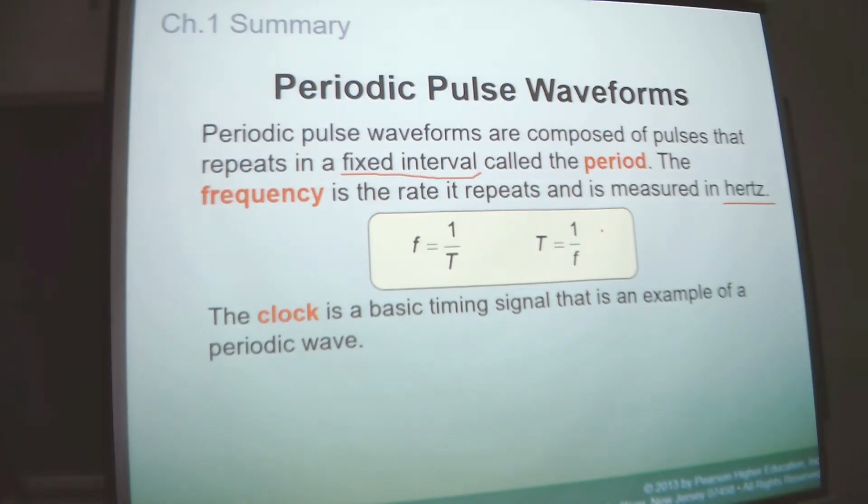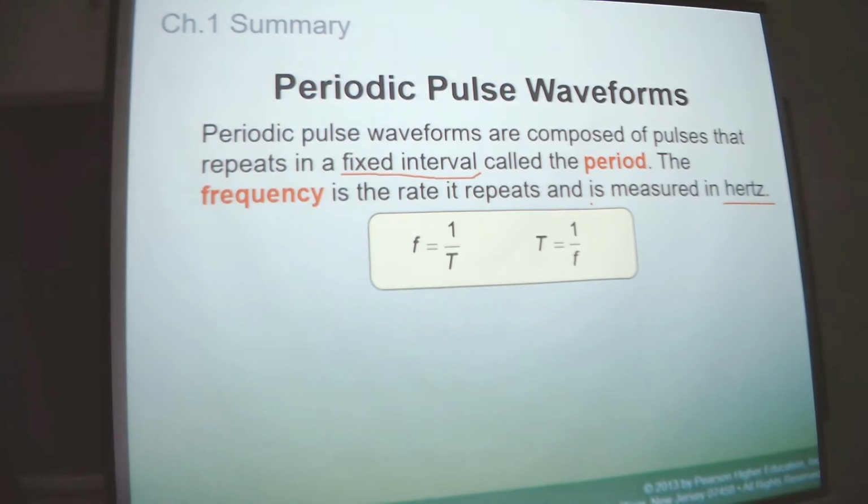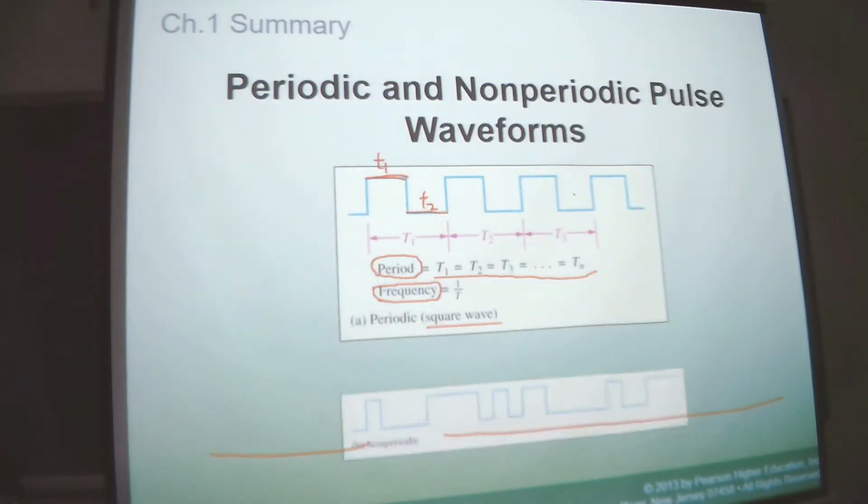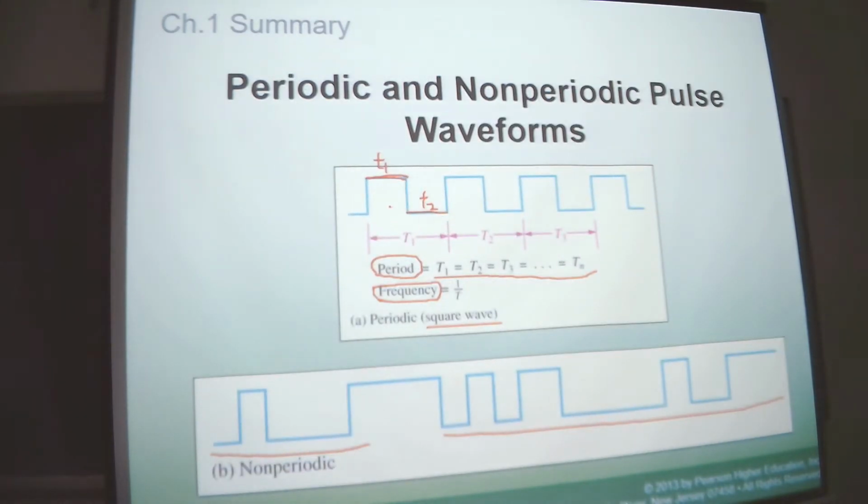The clock is a base timing signal. That is an example of a periodic wave. Clock, just like this waveform. This is a clock wave.